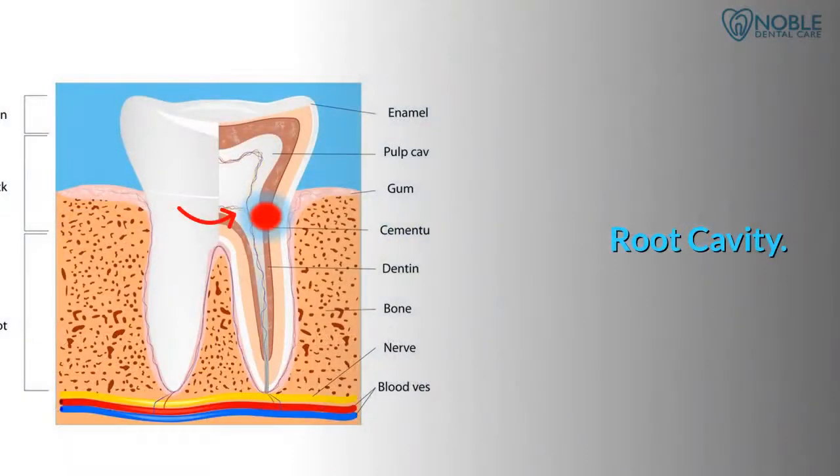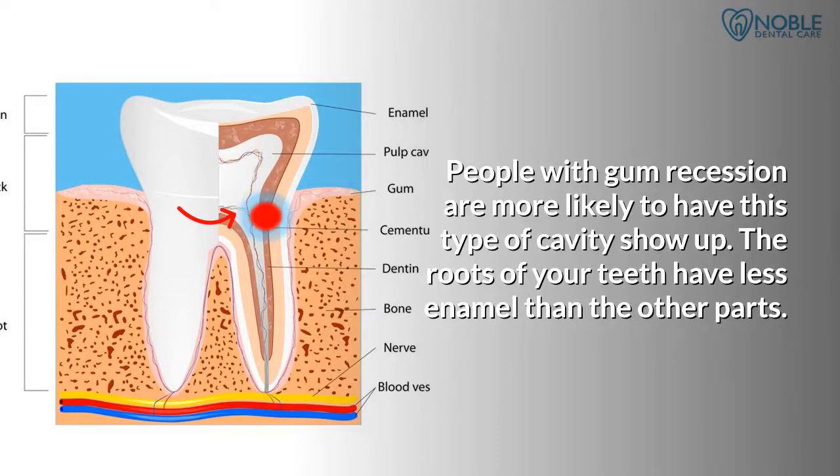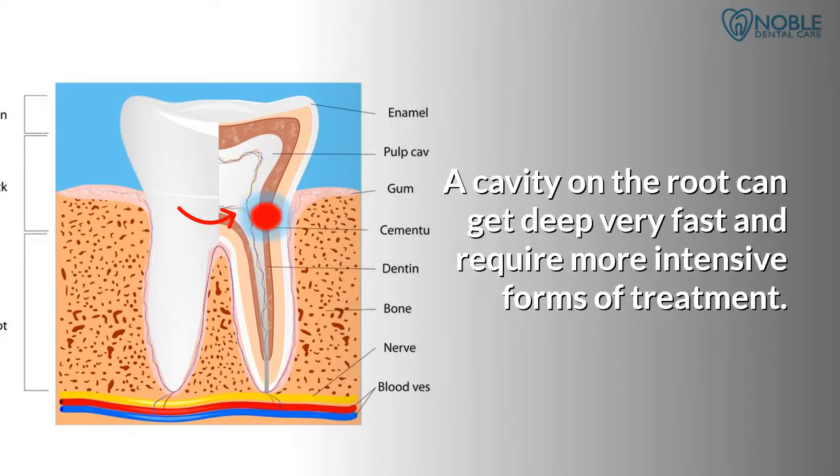Root cavity. The roots of your teeth usually lie below the gum line. This helps to prevent cavities from forming there. People with gum recession are more likely to have this type of cavity show up. The roots of your teeth have less enamel than the other parts. A cavity on the root can get deep very fast and require more intensive forms of treatment.